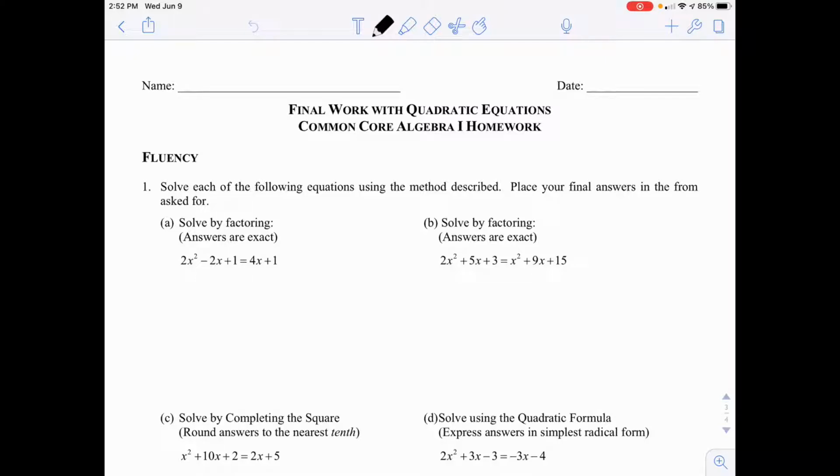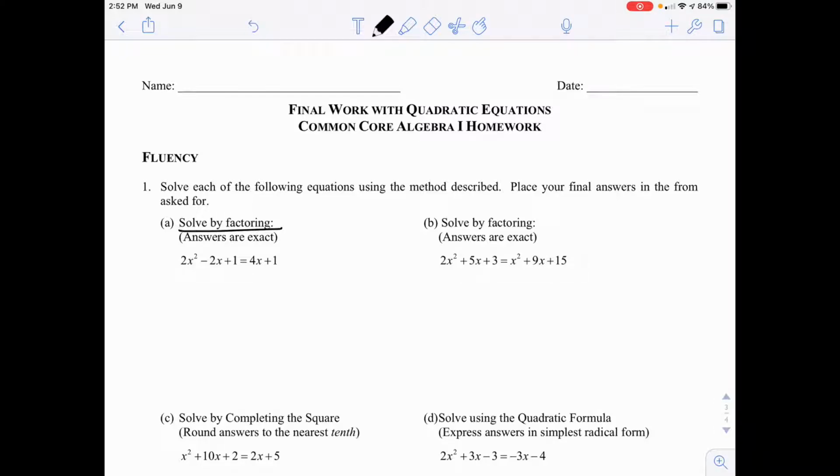So if it says answers are exact, we're going to write our answers as a whole number or a rational number if it comes out to be that way, or a square root. If it says round to the nearest tenth, that means you put it in your calculator and you have a decimal approximation. Okay, let's begin.